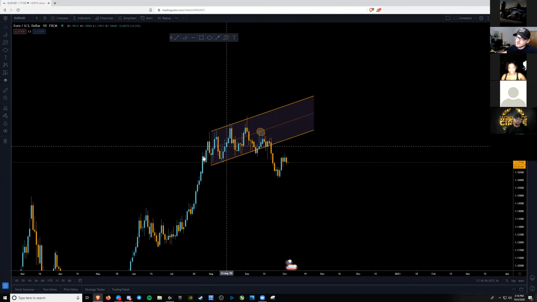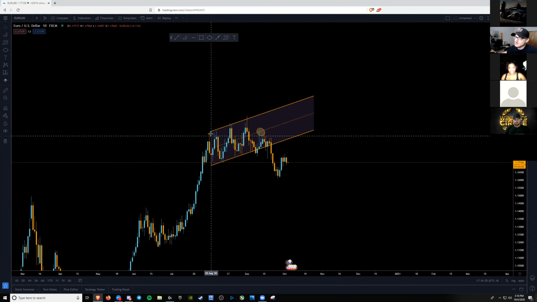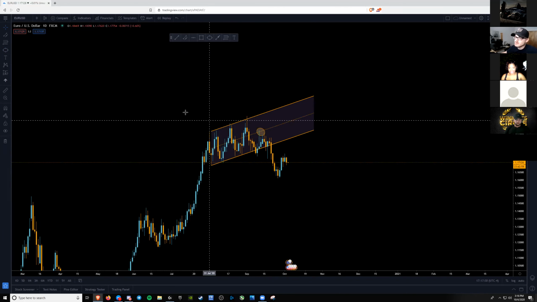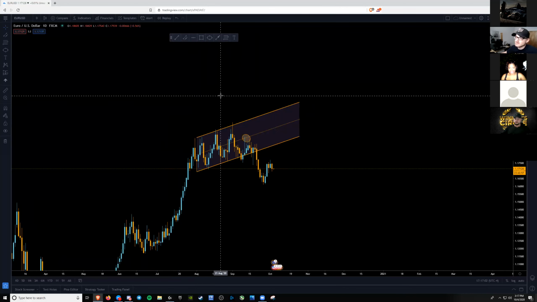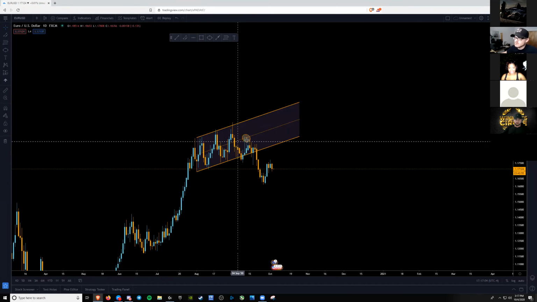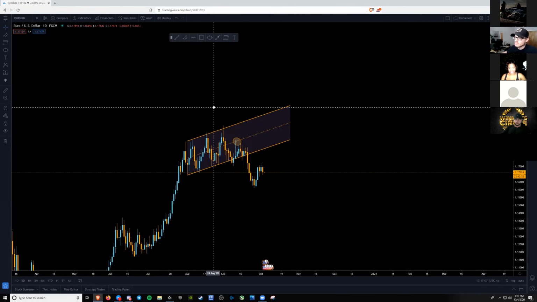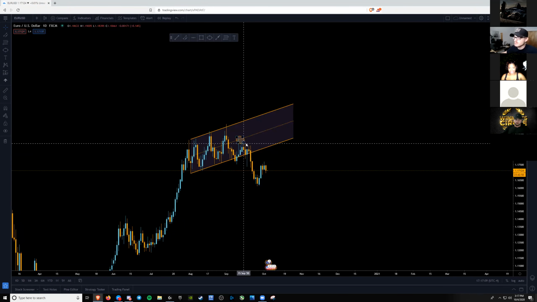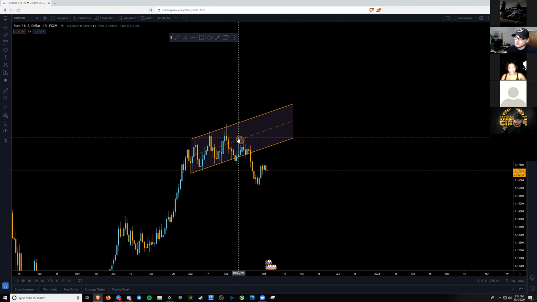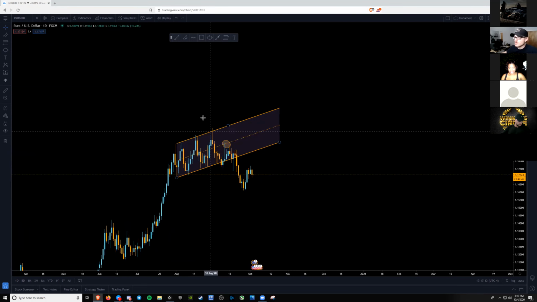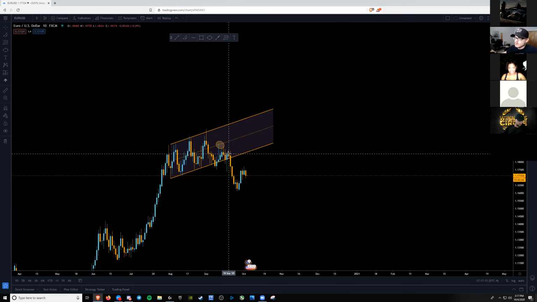You can see this is a really great example of that. You pull the channel, you go wick to wick on each side, and you have that parallel channel. And very often you'll see that the median acts as a level of support and resistance. And that played out perfectly here with that wick that flew up, hit the median, would have been a great place to short for an intraday trade.